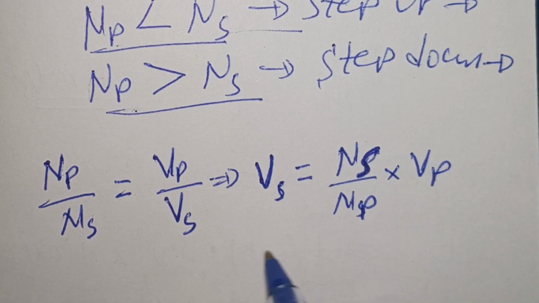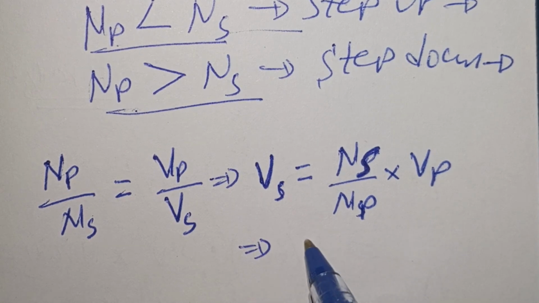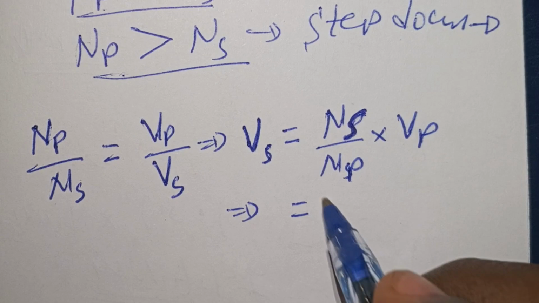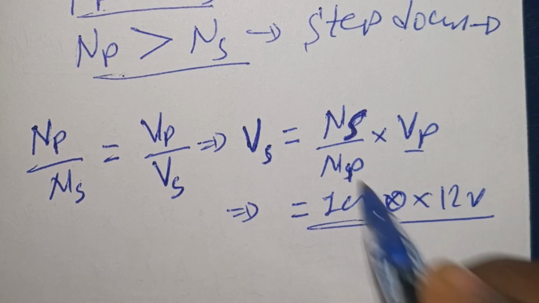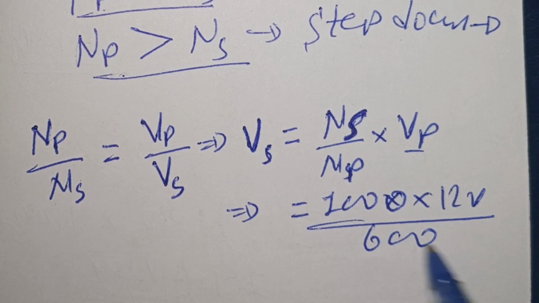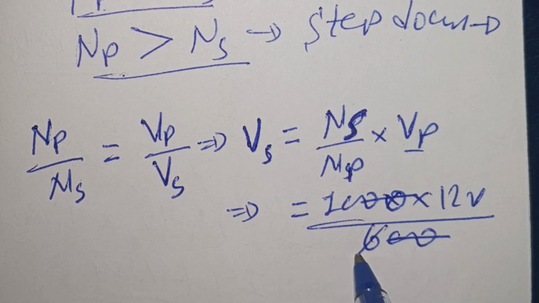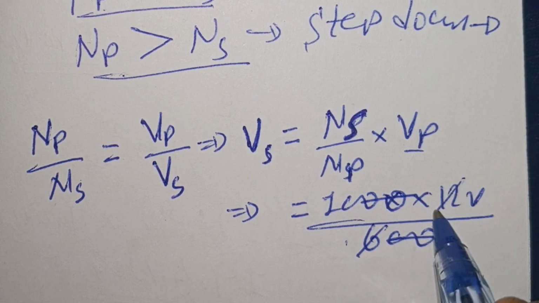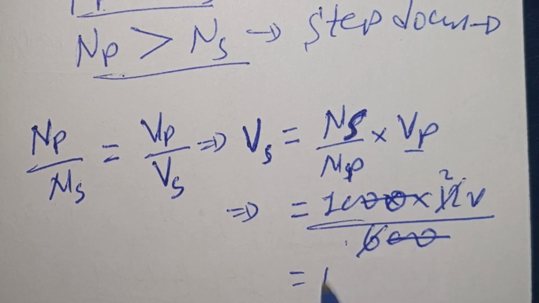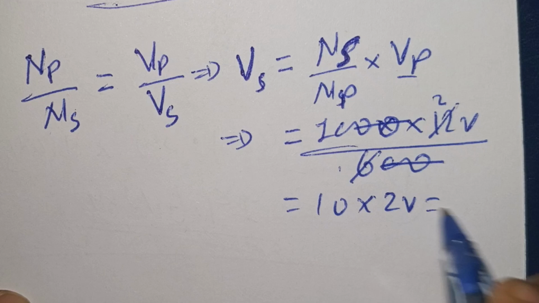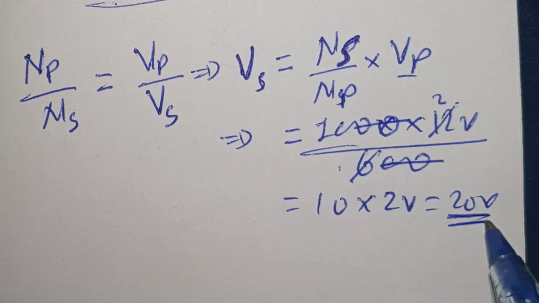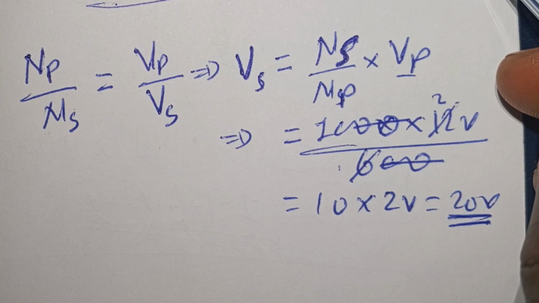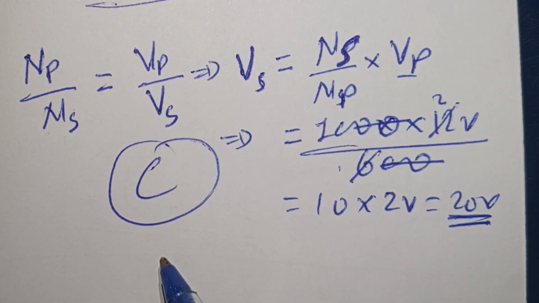If we substitute the numbers into this equation, Vs equals Ns, which is 1000, times the V of the primary, which is 12 volt, divided by Np, which is only 600. So we can cancel the zeros. 6 by 6 is 1 and 12 by 6 is 2. So this is 10 times 2 volt, which equals 20 volt of the output. Since Vs is greater than V primary, the transformer is a step up, as we have said. So the correct answer is alternative C.